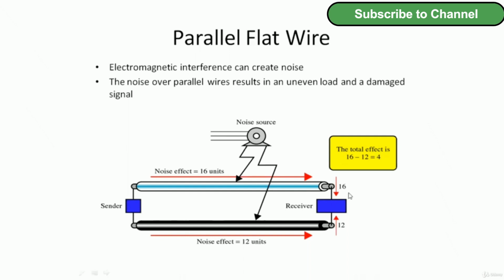This is the sender, this one is the receiver, this is one cable, this is the other cable. On this side noise effect is 12 units, and on this side it is 16 units. Total noise effect is equal to 16 minus 12, that is 4. This one is the noise source, so that the noise occurs there. So in the parallel flat wire, the total noise effect is 4.